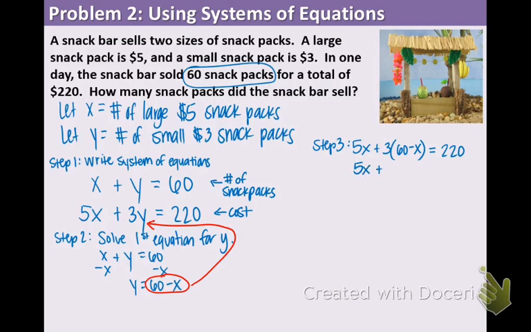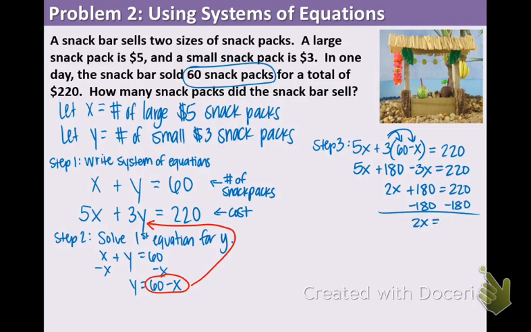We're going to distribute that 3 to both, so that means we have 180 minus 3x, and the rest comes down. You can see that there's a 5x and a minus 3x. That equals 2x plus 180 equals 220. We have a nice two-step, and you guys know how to do that. Minus 180 to both sides. 2x equals 40. One step, divide by 2. x equals 20. So we are mostly there.